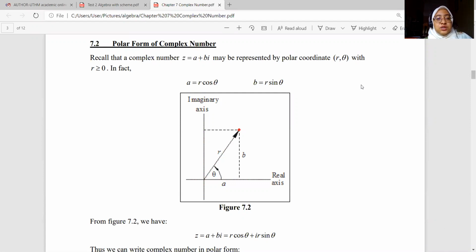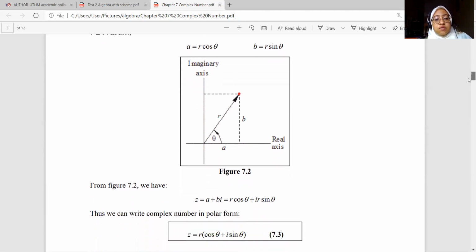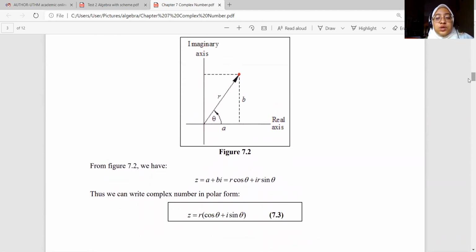Moivre theorem. So we start with the polar form of complex number. Recall that a complex number is z equals a plus bi and may be represented by polar coordinates r, theta with r more than or equal to 0, and in fact a is equal to r cos theta, b is equal to r sin theta. You can see how it is represented in figure 7.2.